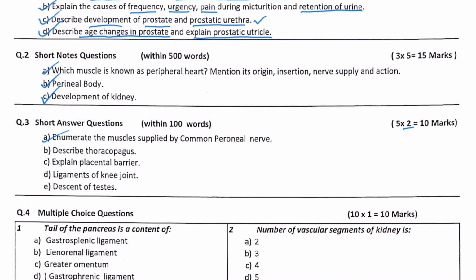Now in its course in the front of leg, it supplies the 4 muscles of the front of leg, and these are tibialis anterior, extensor digitorum longus, extensor hallucis longus, and peroneus tertius. So it supplies these 4 muscles.